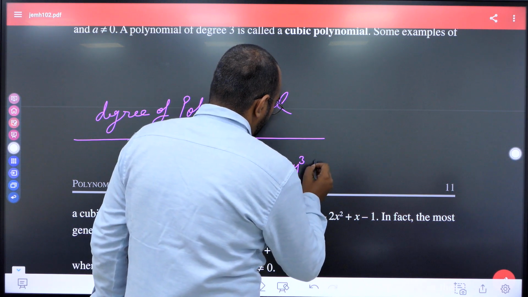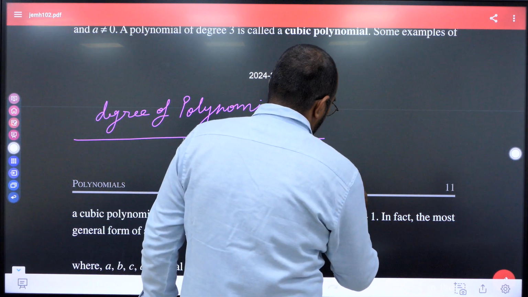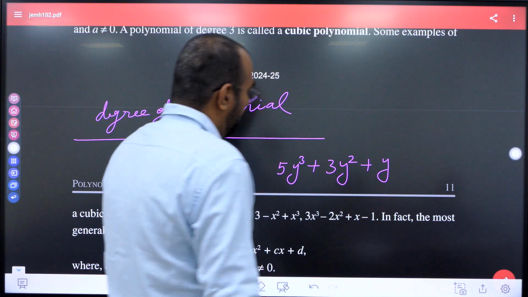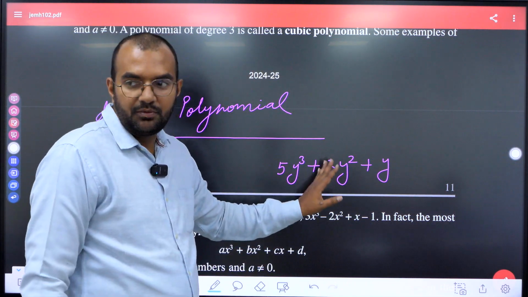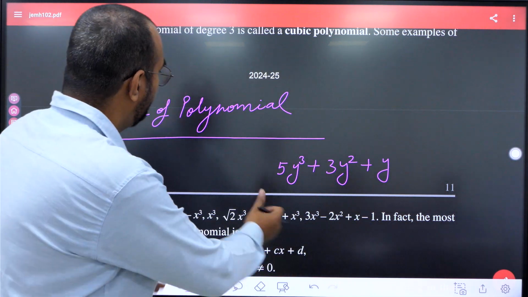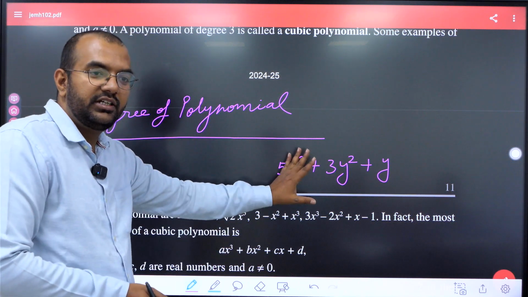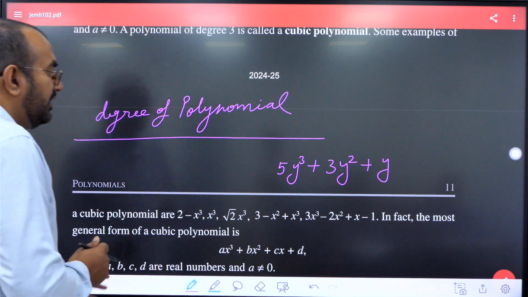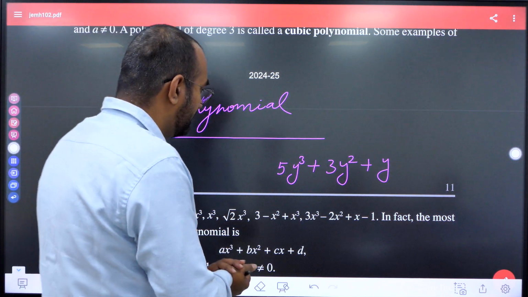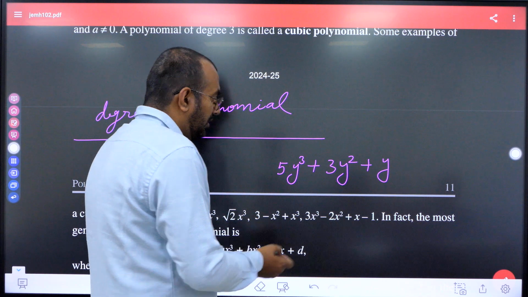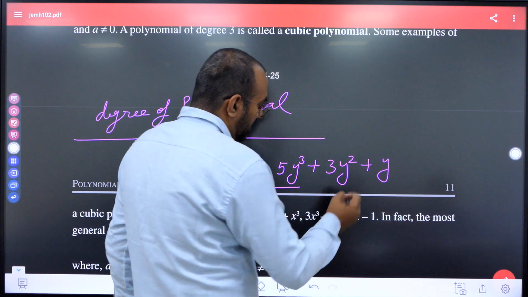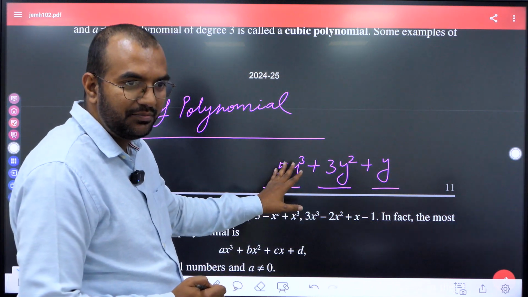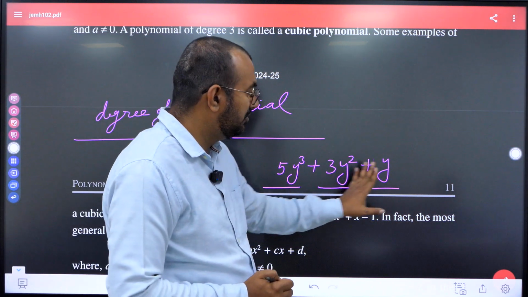5y cube plus 3y square plus y. Whether it is a polynomial? Yes, it is a polynomial, right? Now we have to check the degree. What is the degree of this polynomial? Okay. So how the degree of the polynomial is identified, we will discuss here. But check the terms here, 1, 2 and 3. There are 3 terms in this polynomial.